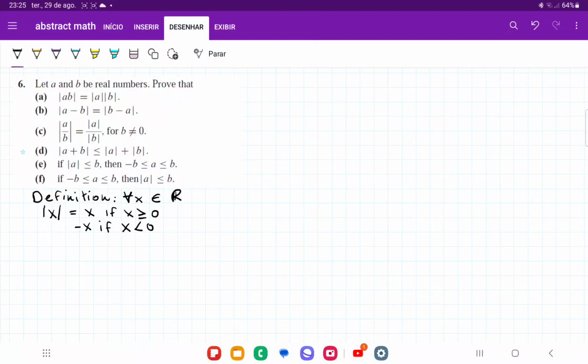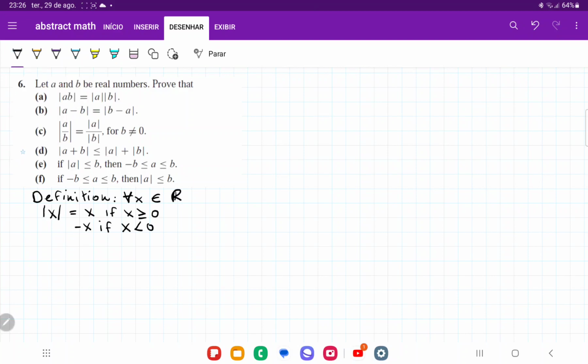So for number 6, we have that A and B are real numbers. That's what we're assuming, and we want to prove all these things. Because we're proving things with the absolute value, I've put this definition here: for all x belonging to the reals, the absolute value of x is x if x is non-negative, and minus x if x is negative. I'm not going to cite this in every single case, I'm just going to leave it here for all of these problems. However, if you're doing these individually, then you should definitely cite this definition.